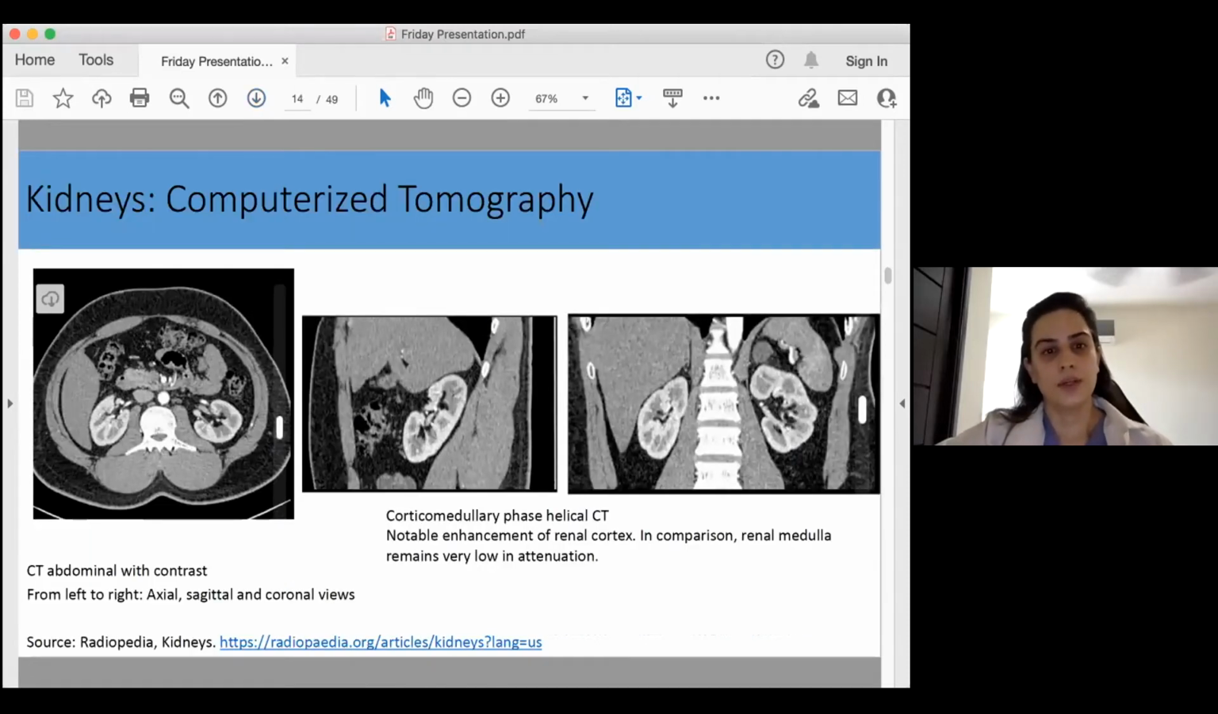So in your computerized tomography, you can also have different projections. This is a CT abdominal scan with contrast. This here is an axial projection. This one is a sagittal, and this one is a coronal. And as you can observe, given the description that I gave earlier, these are your cortical medullary phases.